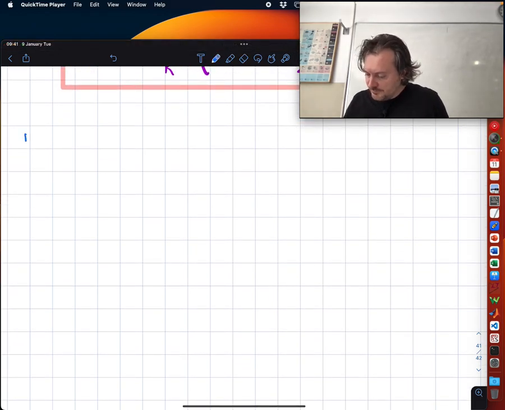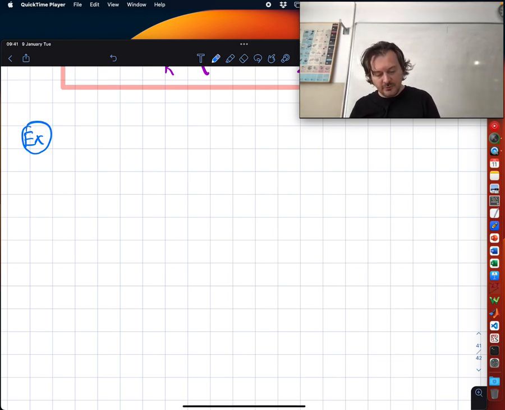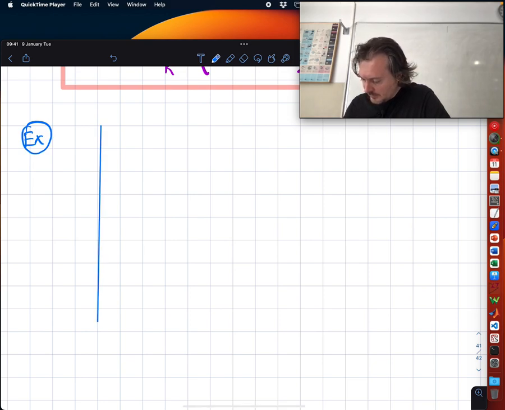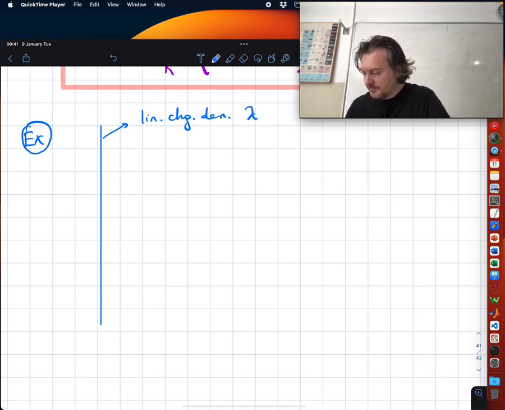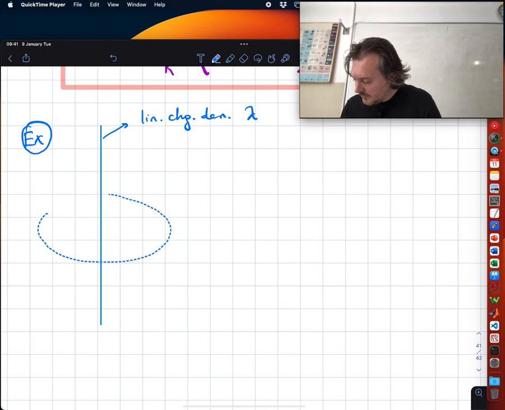Let's do another example. And this one is the one with the exception. So for this one, we are talking about a wire, right, with a linear charge density of lambda. Do you remember what was the electric field at a distance r for this object? Lambda over 2 pi epsilon 0 r.